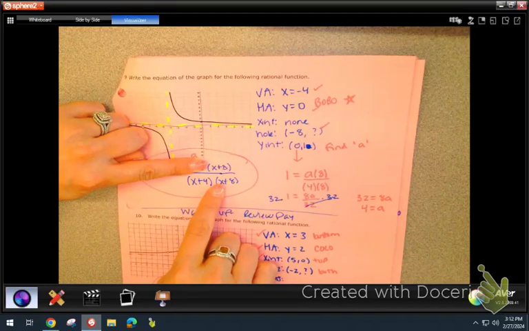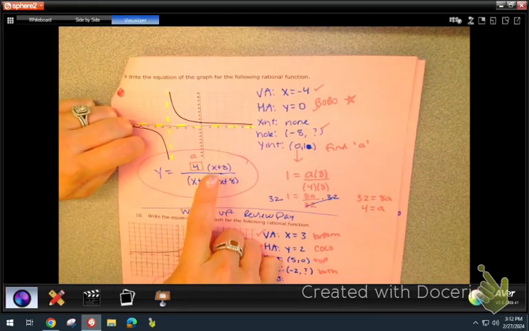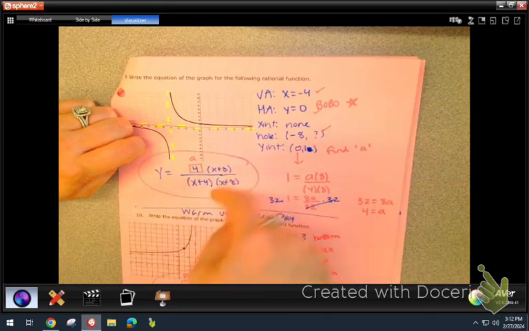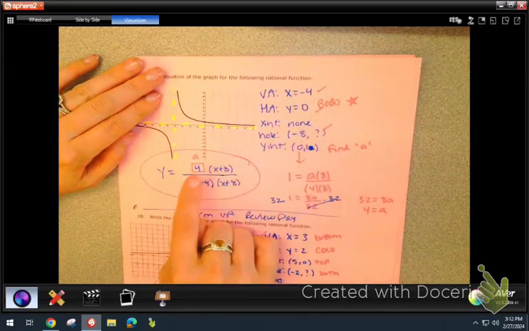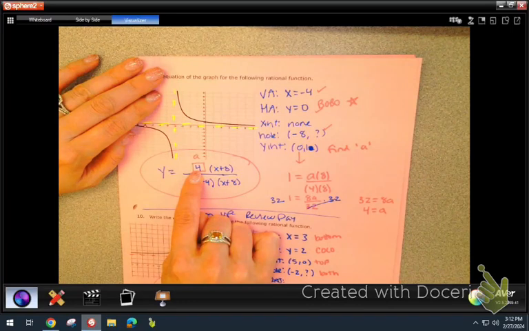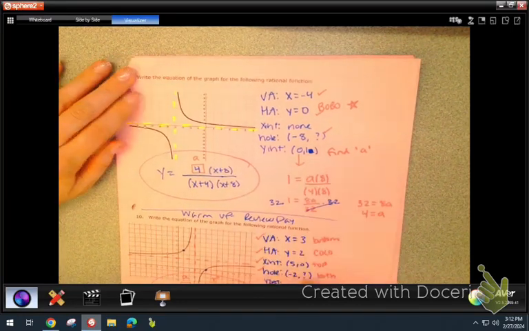You could be bigger on the bottom if you have a 4 there, if you have a negative 4 there, if you have a negative 500. You're still going to be bigger on the bottom because it's a degree 2 versus a degree 1. So why it matters here is because we need this 4. It is what makes certain that our y-intercept is correct.